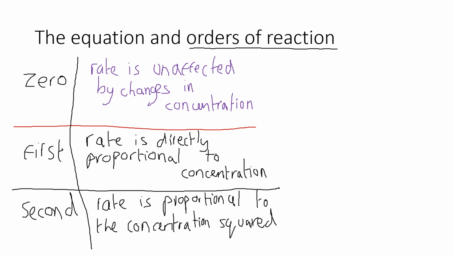So what we're going to try and do now is pull all this together into something called the rate equation. Now the rate equation takes into account these orders that we've just discussed. So imagine we've got a reaction between A and B going to products.